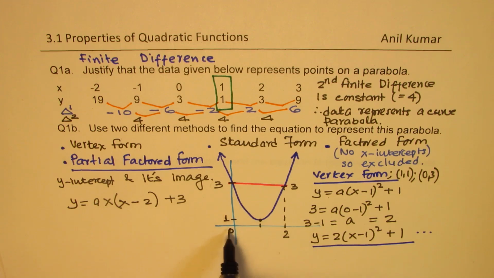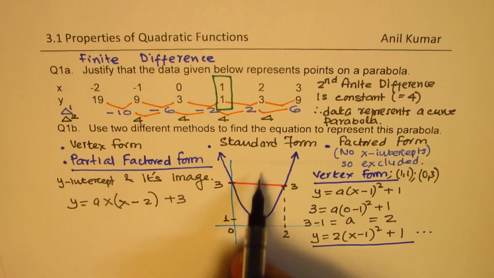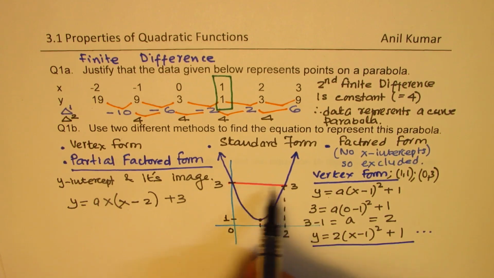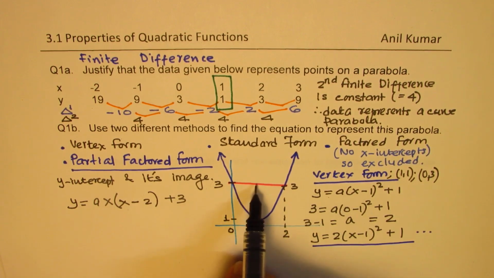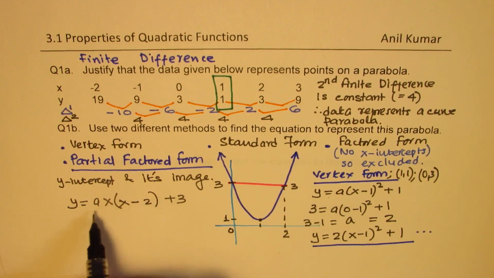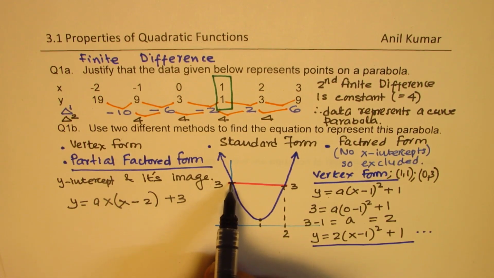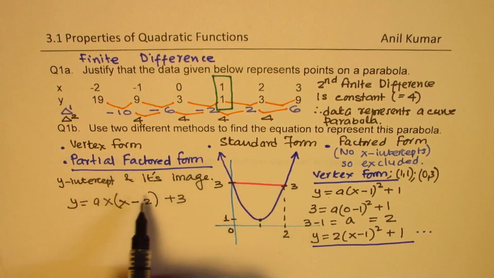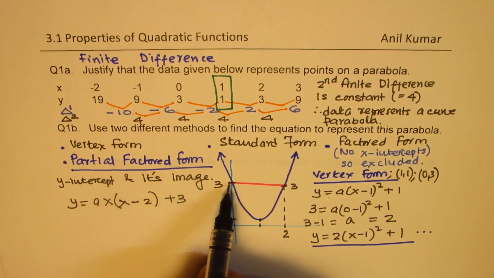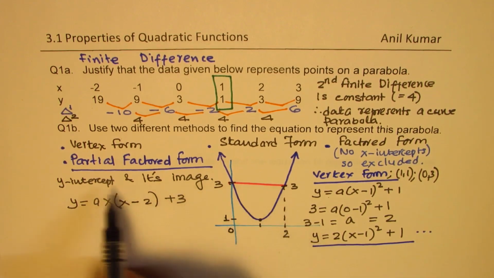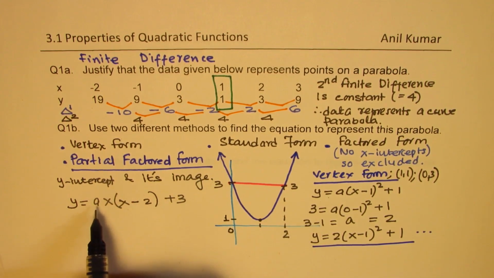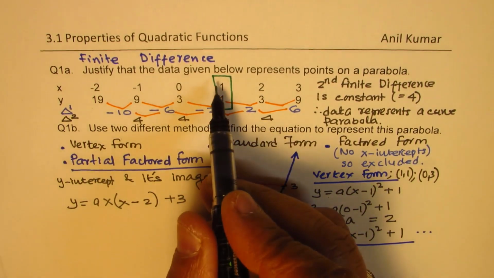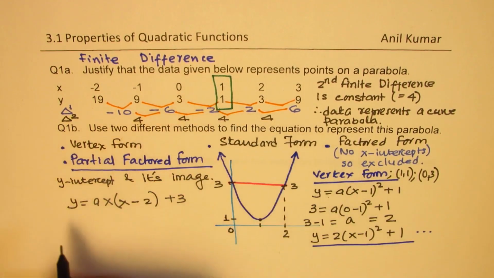And clearly, between 0 and 2, we do have the axis of symmetry. So it makes sense. We use the axis of symmetry for the vertex form. In this case, we are using the image of the y-intercept. So partial factored form is used with the y-intercept and its image, as shown here. To find the value of a, we can use any one point. So we can use (1, 1).